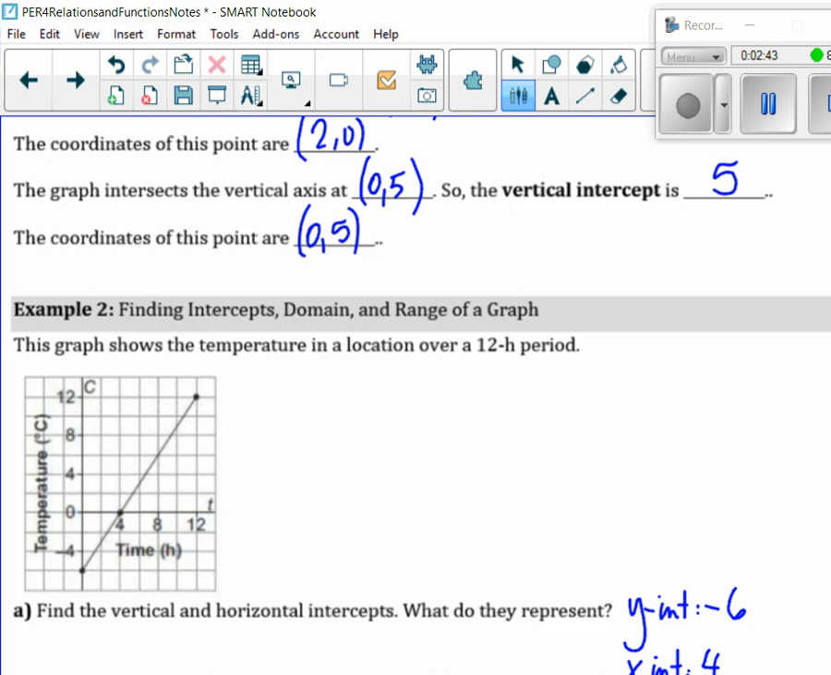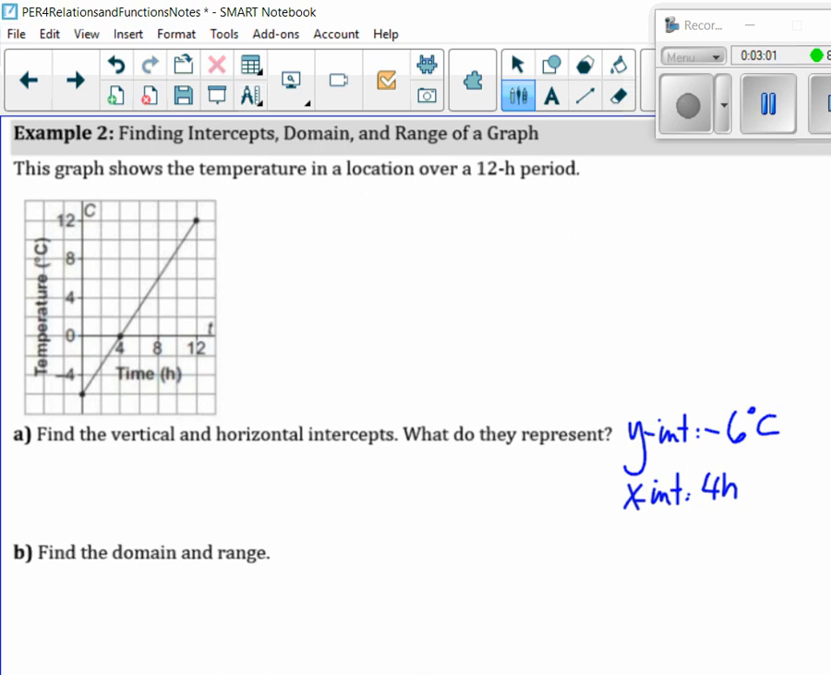We should actually put some units to this. What's minus 6? What are the units? Degrees Celsius, yes. And what is the 4? Hours. What's the domain and range? I'm going to make a C. What is the rate of change? I was going to say ROT, but ROC. I'll give you a minute to find the domain, the range, and the ROC.